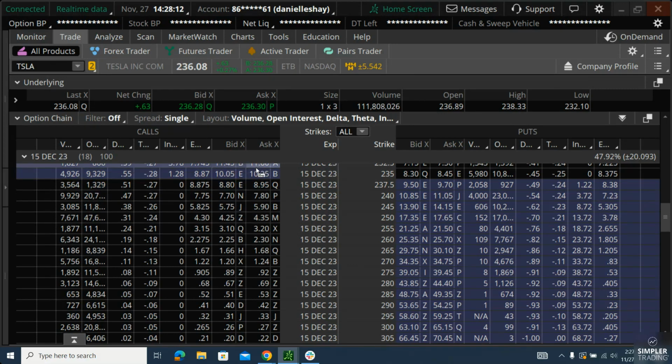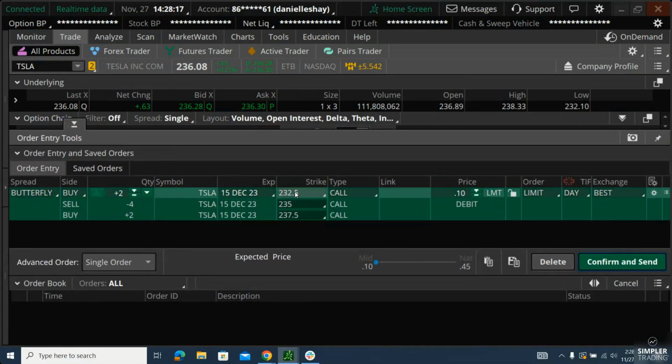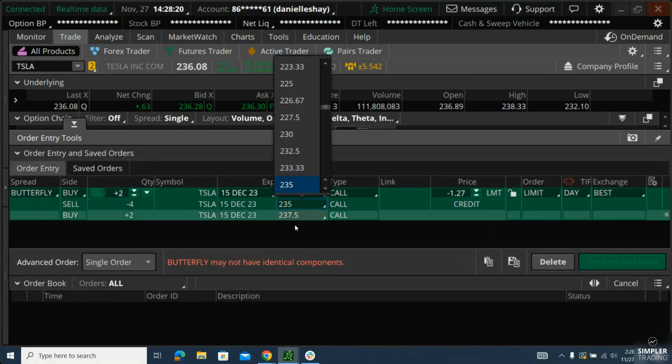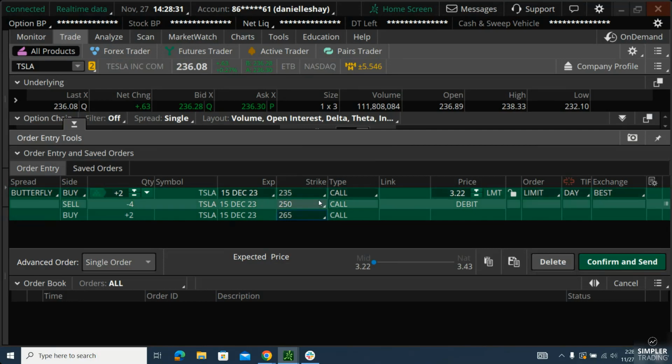So I think that it makes sense to look at 235. You can do like 235 to 250 up into 265. So when you look at that, you can do something like this, like $15 wide for $3 debit, not a credit, silly me. For a $15 wide butterfly, that's a pretty solid risk to reward.